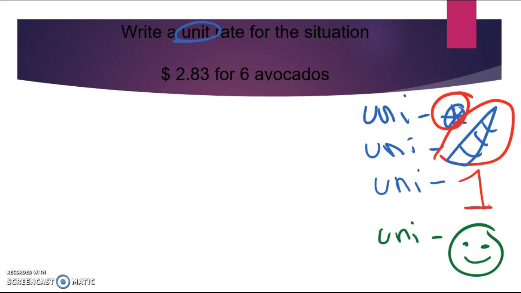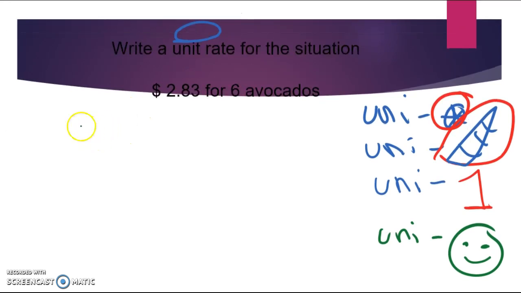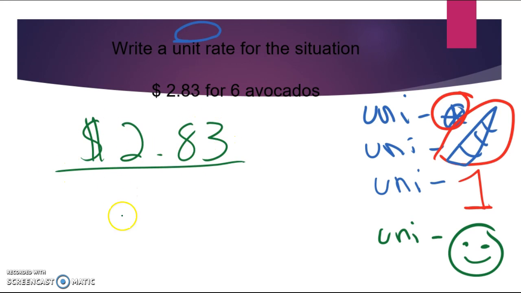So whenever we're finding unit rate, the first thing we're going to have to do is write our usual rate. So we have, let me get a pen, we have $2.83 for 6 avocados. That's how you spell it, I think.